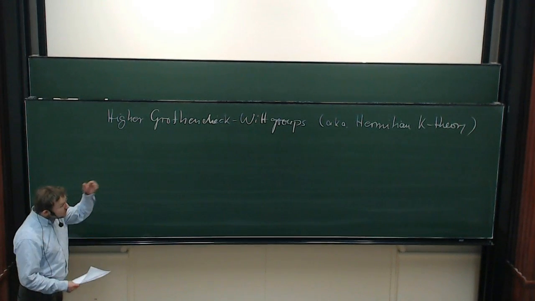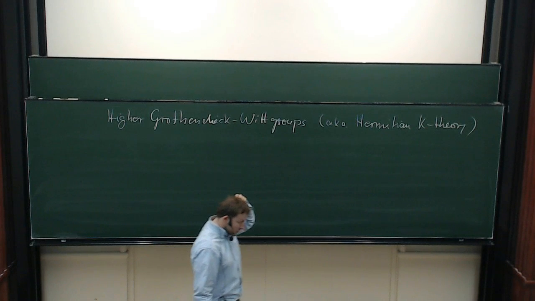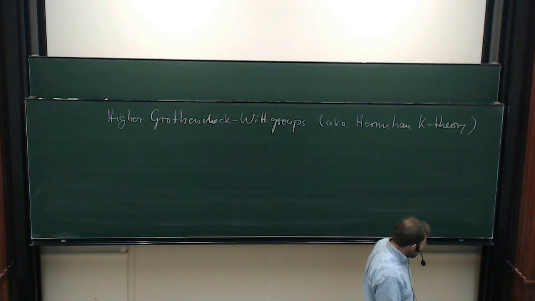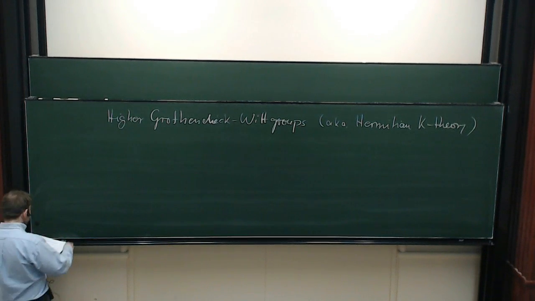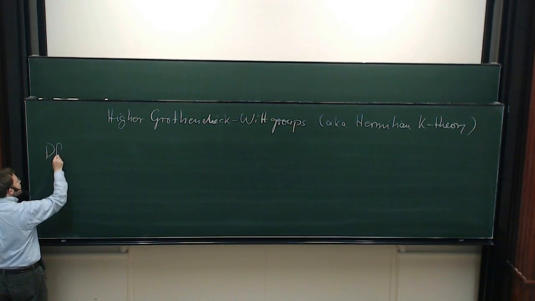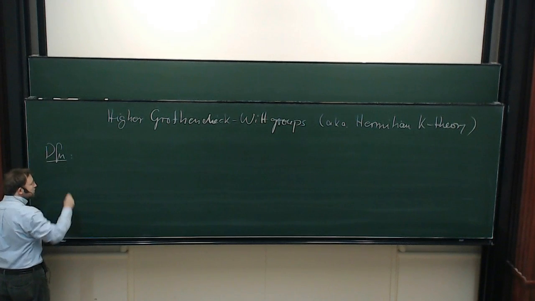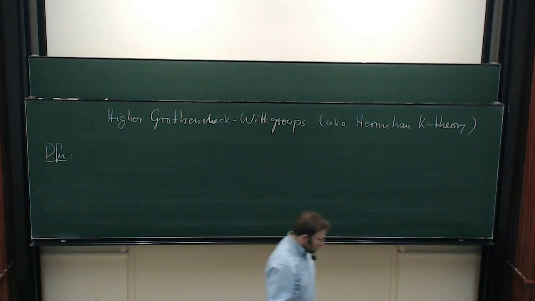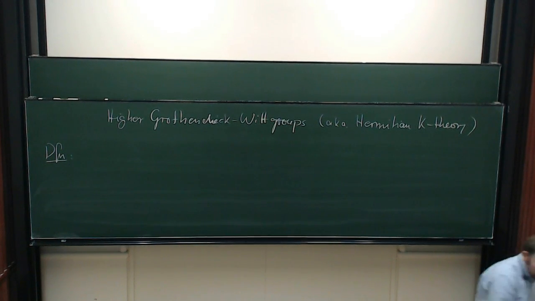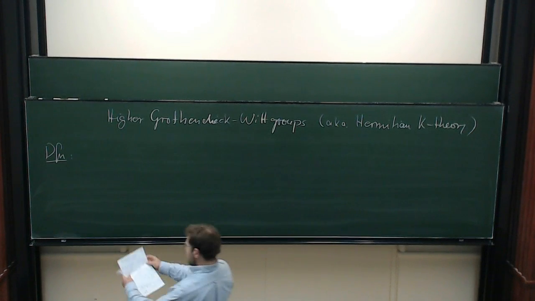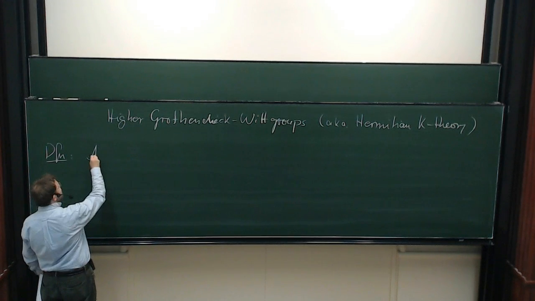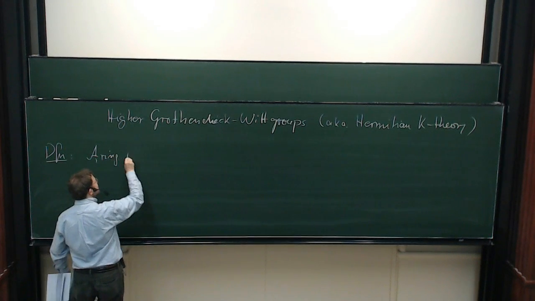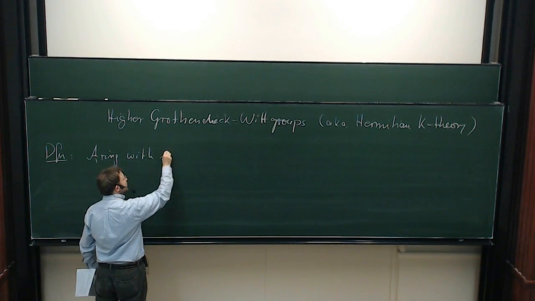Yes, so Hermitian K-theory, or higher Grothendieck-Witt groups, is a version of algebraic K-theory that takes into account dualities. Okay, so let's define. Usually I just stick to commutative rings, but I think in the audience we have people who do versions of that for rings with involutions, so let's start with that. A ring with involution.